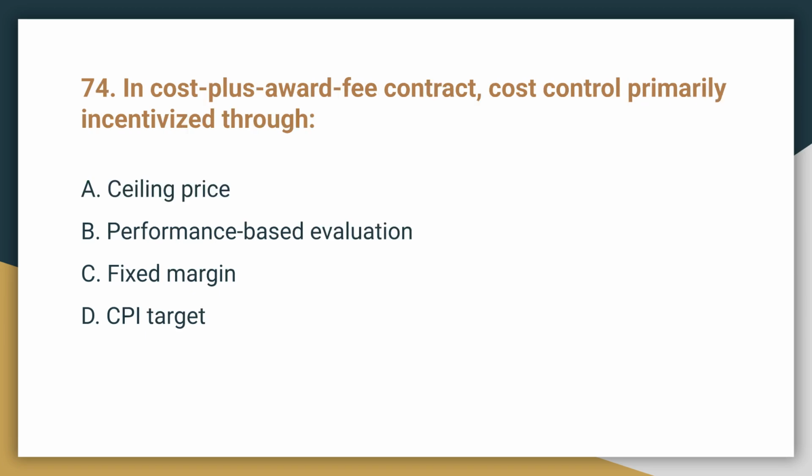Question 74. In a cost plus award fee contract, cost control is primarily incentivized through what? Cost control is primarily incentivized through performance-based evaluation. The award fee is based on the subjective evaluation of contractor performance, including cost control efforts.